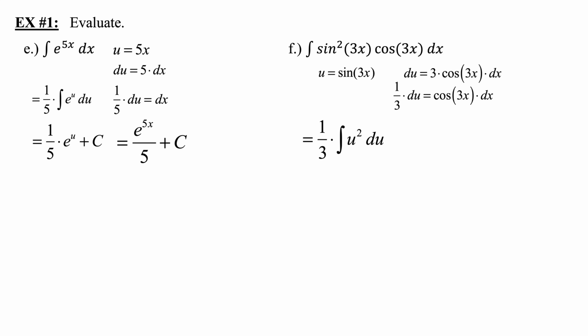Okay, well, we can integrate that. That's going to be u cubed over 3 times a third. That makes it u cubed over 9. And then we can go back and bring our sine of 3x back in for u. So we cubed that, and that becomes sine cubed 3x plus c.